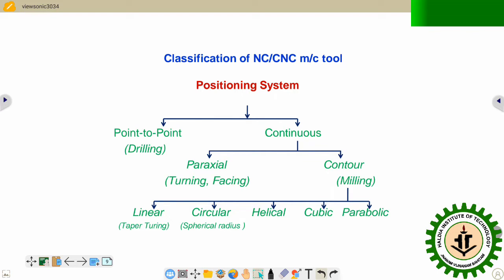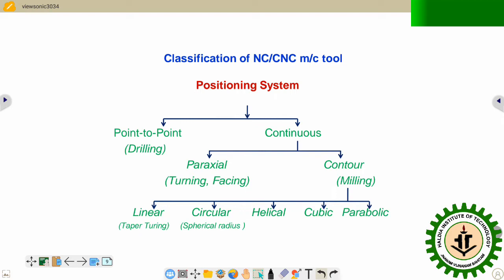Linear interpolation, one example would be your taper turning. Whenever you see, turning is exclusively along Z, facing exclusively along X. But whenever you are generating this taper path, the tool will move something like this. That means it is a combination of X and Z, a combinatorial movement. Or in case of milling, if we would like to generate a taper like this, you see that it is neither parallel to X nor parallel to Y. It is a combination of XY movement, a 45-degree path, maybe something like that. So that is what is called linear.